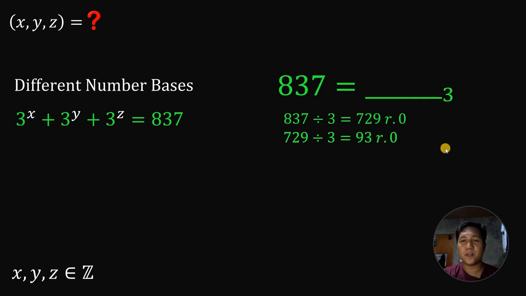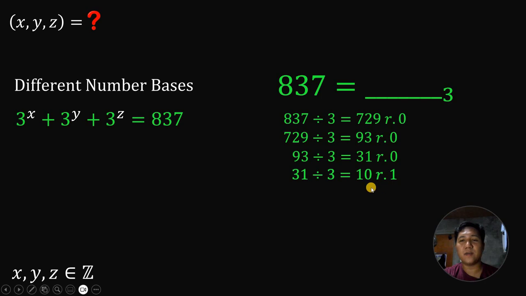Now let's repeat the process. Get the quotient 93. Divide this 93 by 3, get the quotient and the remainder. 93 divided by 3 gives us 31 remainder 0. Again, let's get the quotient 31. Divide it by 3, get the quotient and the remainder. 31 divided by 3 equals 10, remainder 1. Again, let's repeat the process. Get the quotient of 10. Divide this 10 by 3. We get 3, remainder 1.